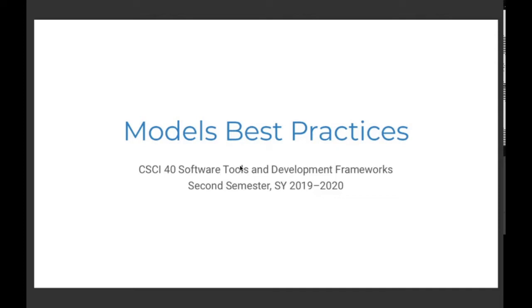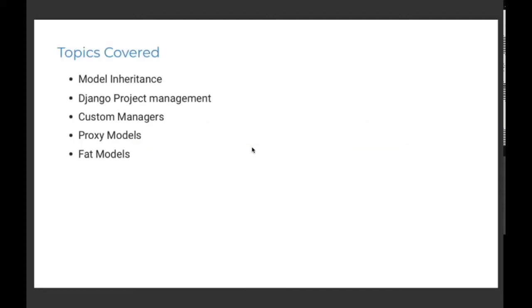So now you have an idea of the different types of fields that go into models. You know how to build models, you know how to test models. So obviously, because this is a software tools class, and I've been talking about best practices, obviously we need to talk about best practices when creating models. So in this very short video, or slide set at the very least, we'll talk about model inheritance, how to manage Django projects, custom managers, proxy models, and the concept of fat models.